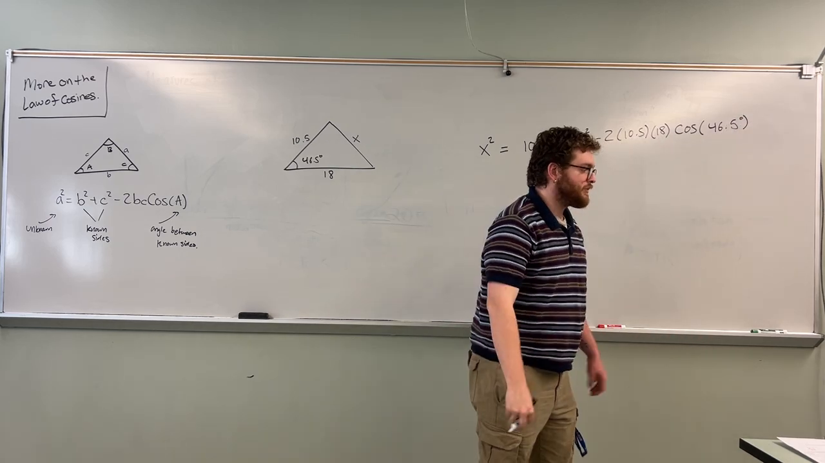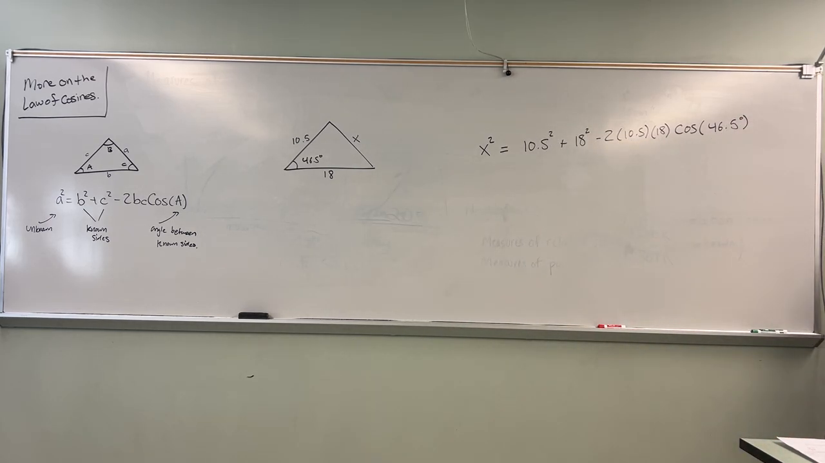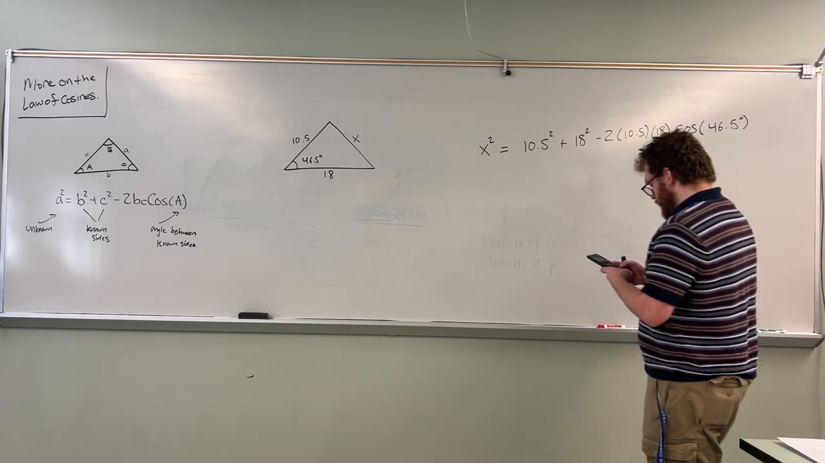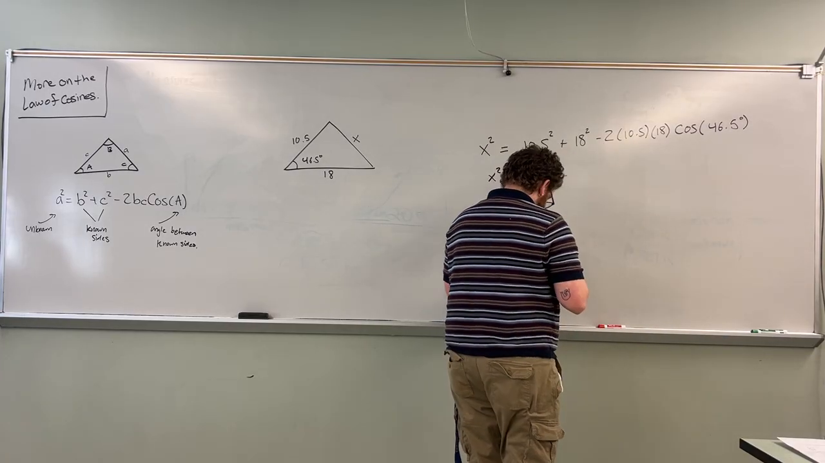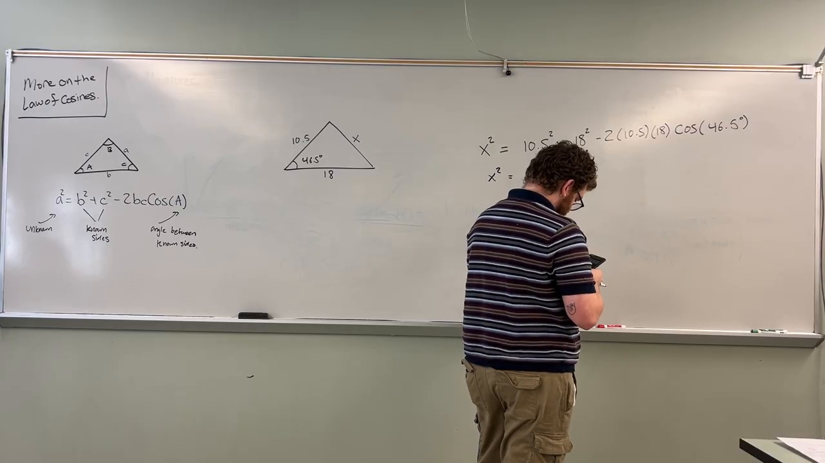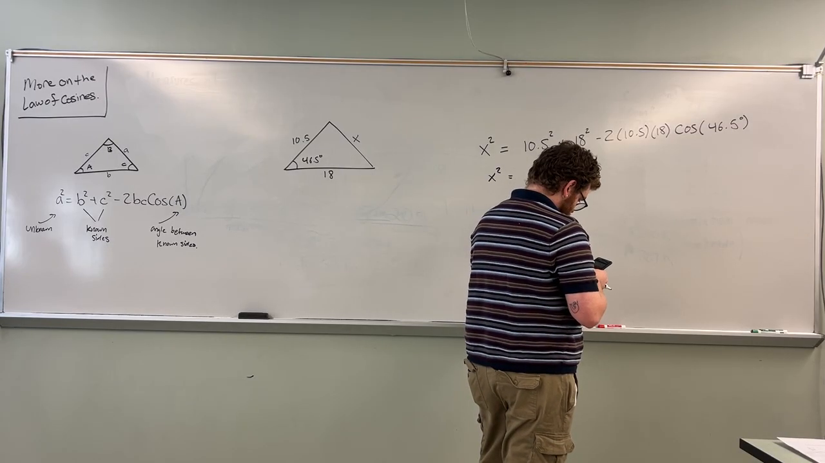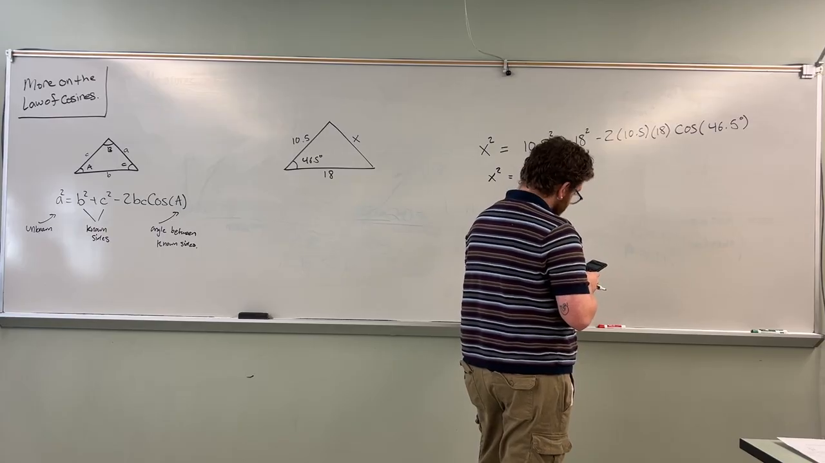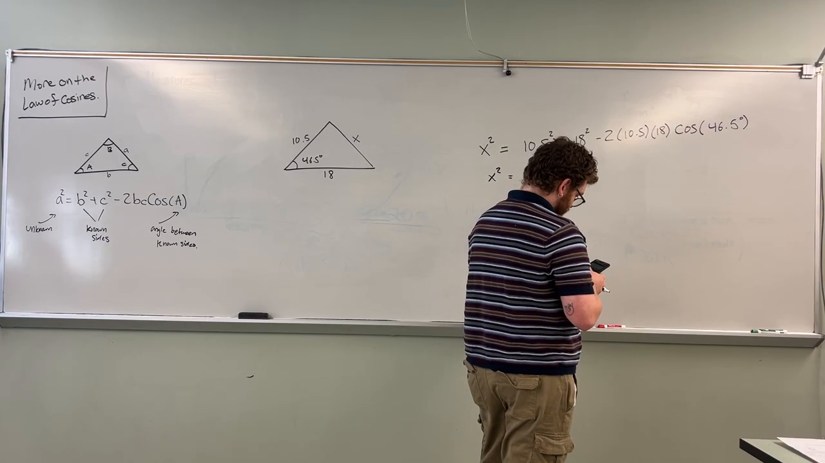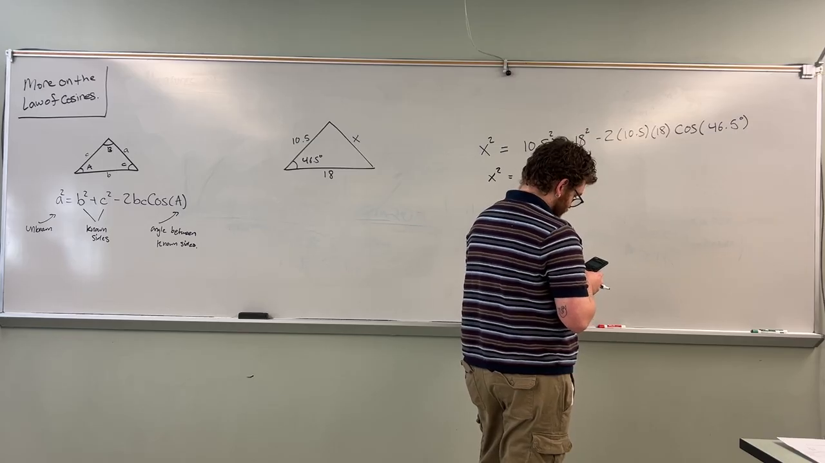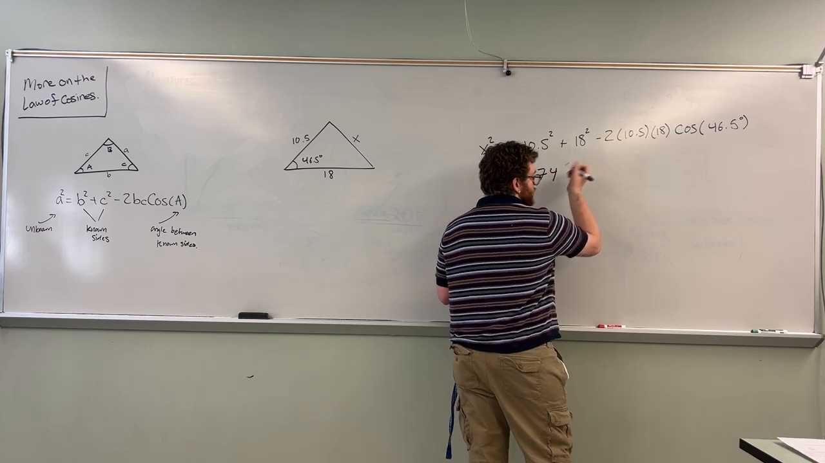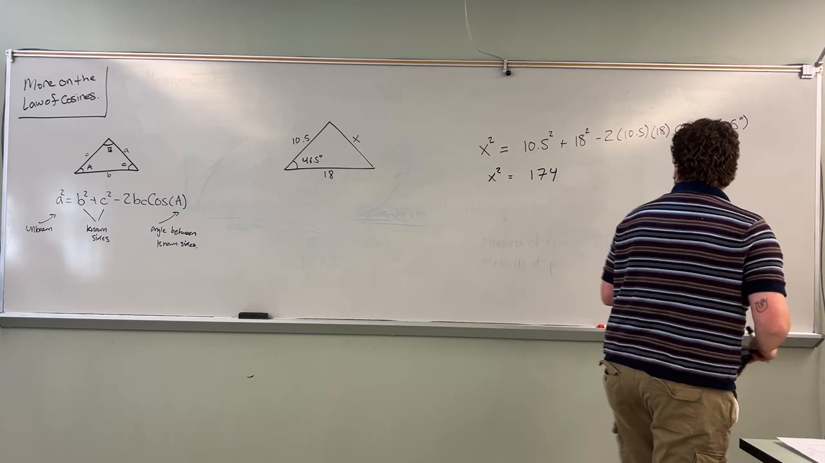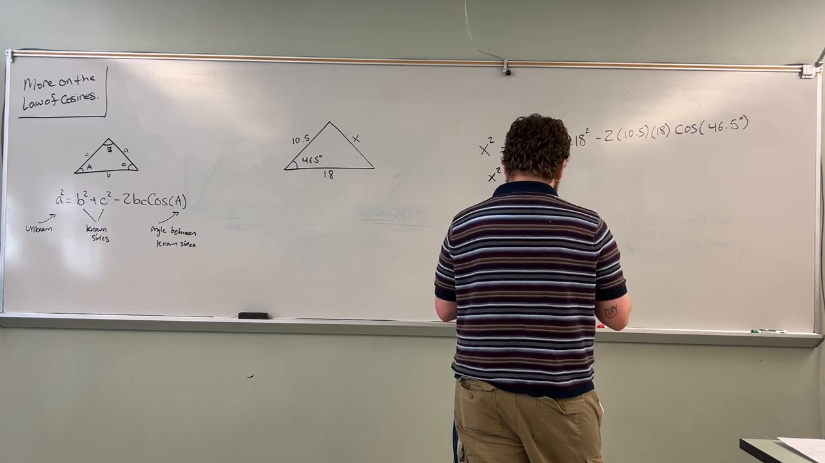It's important that we're doing this in degrees so that when we go to punch it into our calculator, we actually get out the right number and not something weird. Plug this into my calculator. I get that x squared is equal to 10.5 squared plus 18 squared minus 2 times 10.5 times 18 times cosine of 46.5 degrees. I get that x squared is approximately 174. I like to round to whole numbers. It only rounds to 174.1, so rounding down to a whole number is fine.